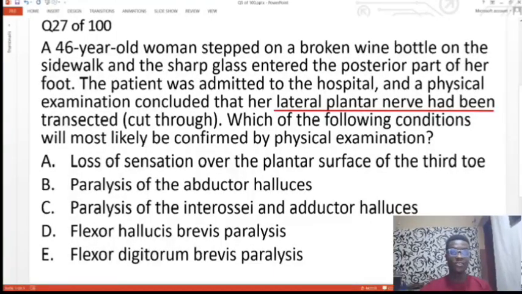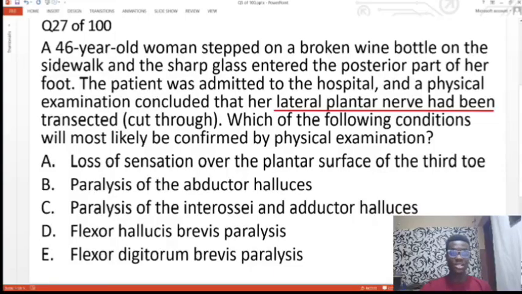So the 4 muscles innervated by the medial plantar nerve can be abbreviated as LAFF. The L stands for the first lumbrical, the A stands for the abductor hallucis, the F stands for flexor digitorum brevis, and the last F stands for the flexor hallucis brevis. So I'll say it again: the medial plantar nerve innervates 4 of the 18 muscles in the sole, and the lateral plantar nerve innervates the remaining 14 muscles.